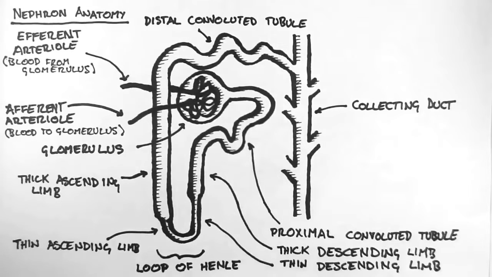I spoke about the collecting duct in the last tutorial and said that it takes the urine to the renal papilla in order for it to flow onward and out of the kidney.